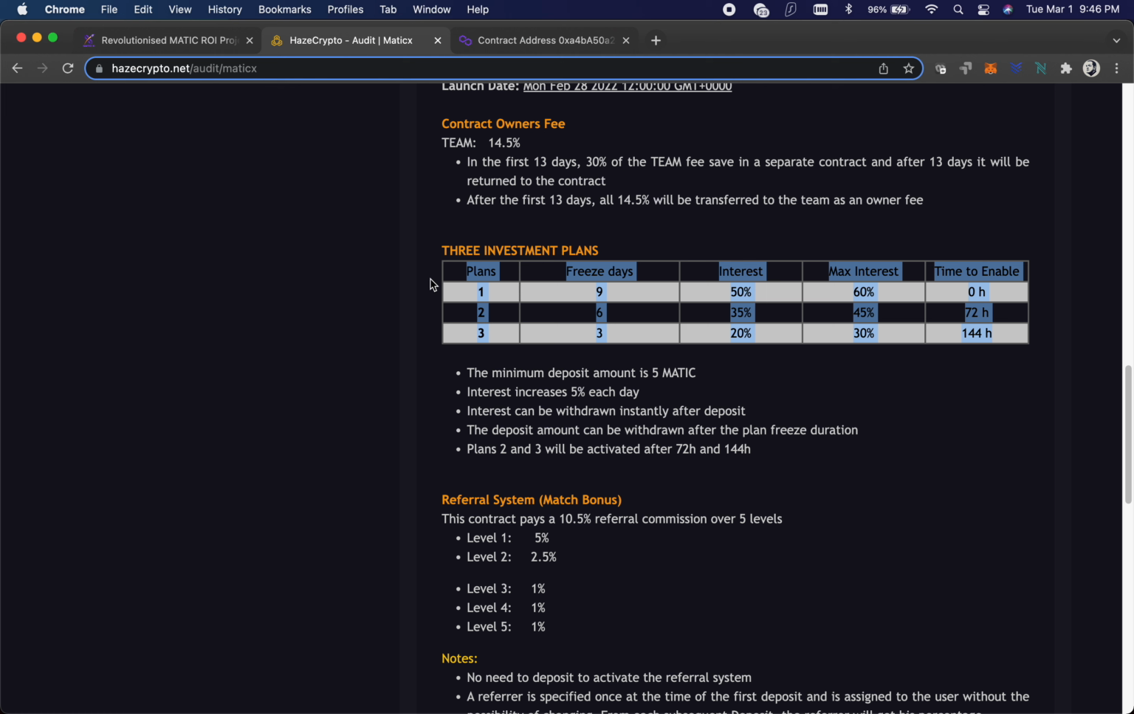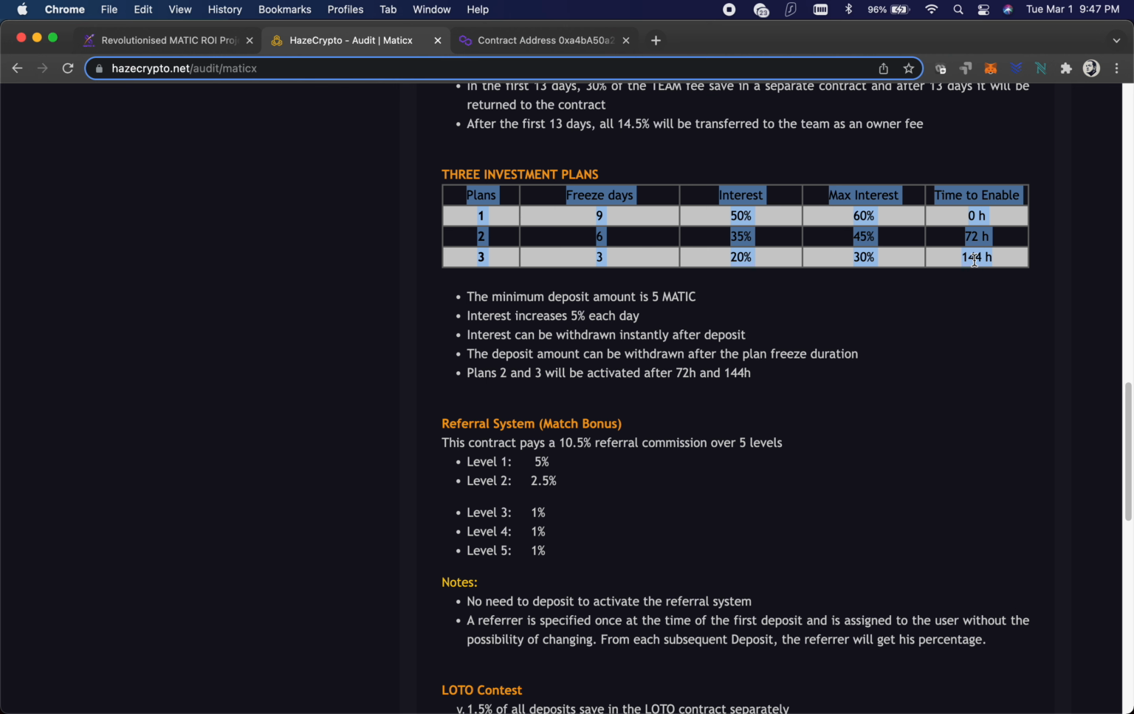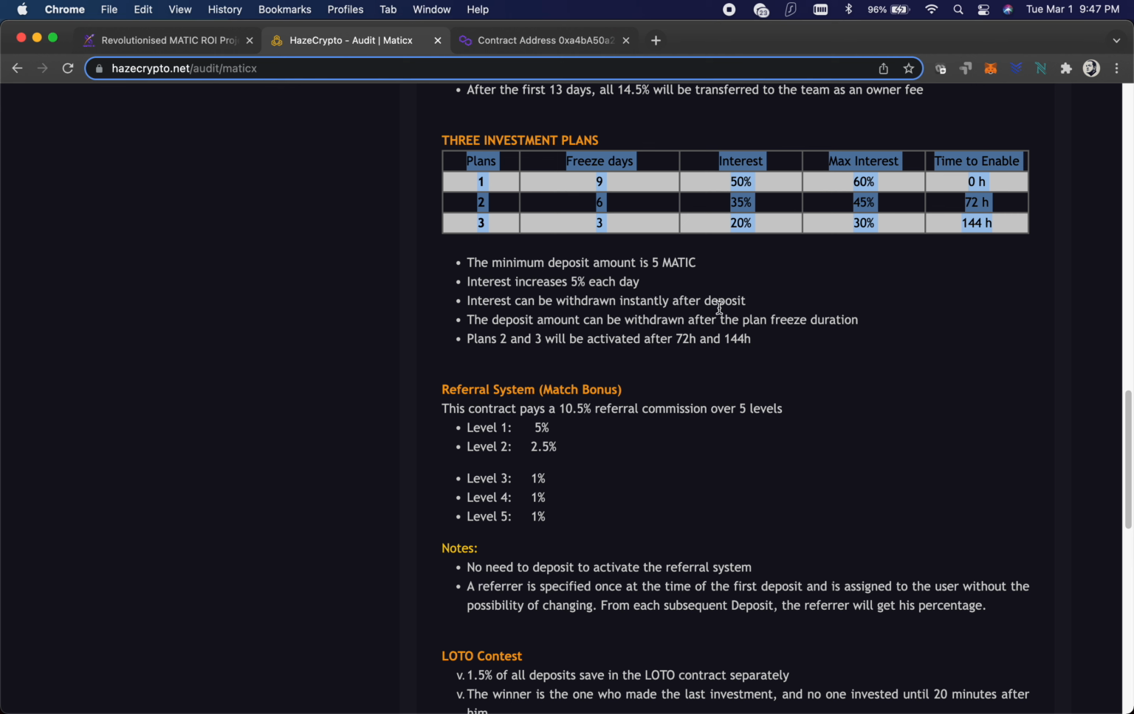Let's look at these. It's got the different plans. I guess it's time to enable. So I guess that first one is the only one that's unlocked right now. Then 3 days after launch, this one unlocks or enables, and then the last one enables. I think maybe that's to stagger out the deposits a bit. I'm not sure. I might try that 3-day freeze just to see what happens, just to understand the mechanics of it, but I'll probably just put in maybe even just the minimum just to try it out. Interest can be withdrawn instantly after deposit. Those 2 and 3 will be activated after.